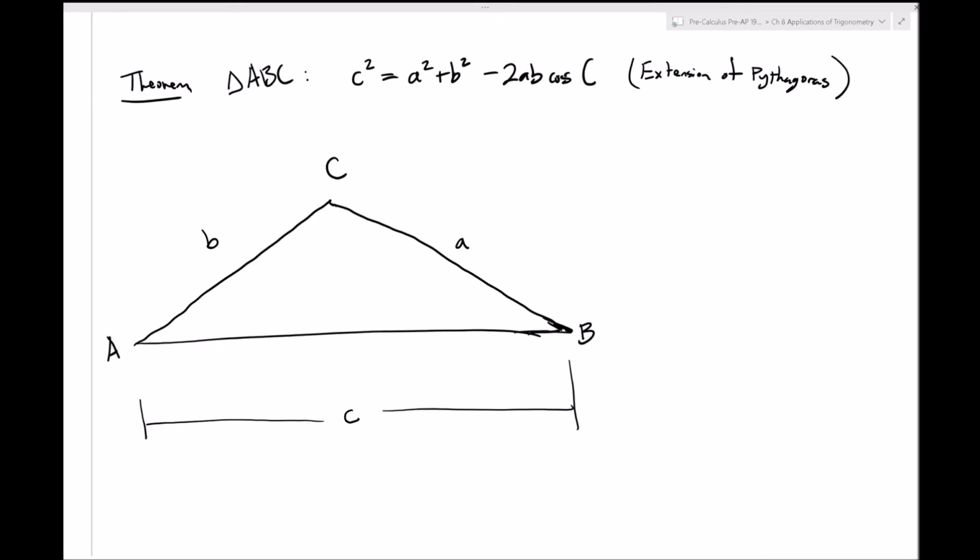So how do I show that c squared is equal to a squared plus b squared minus 2ab times cosine C? We're going to do this in pieces. So what's the first piece? The very, very first piece, we're going to mess with this just a little bit.